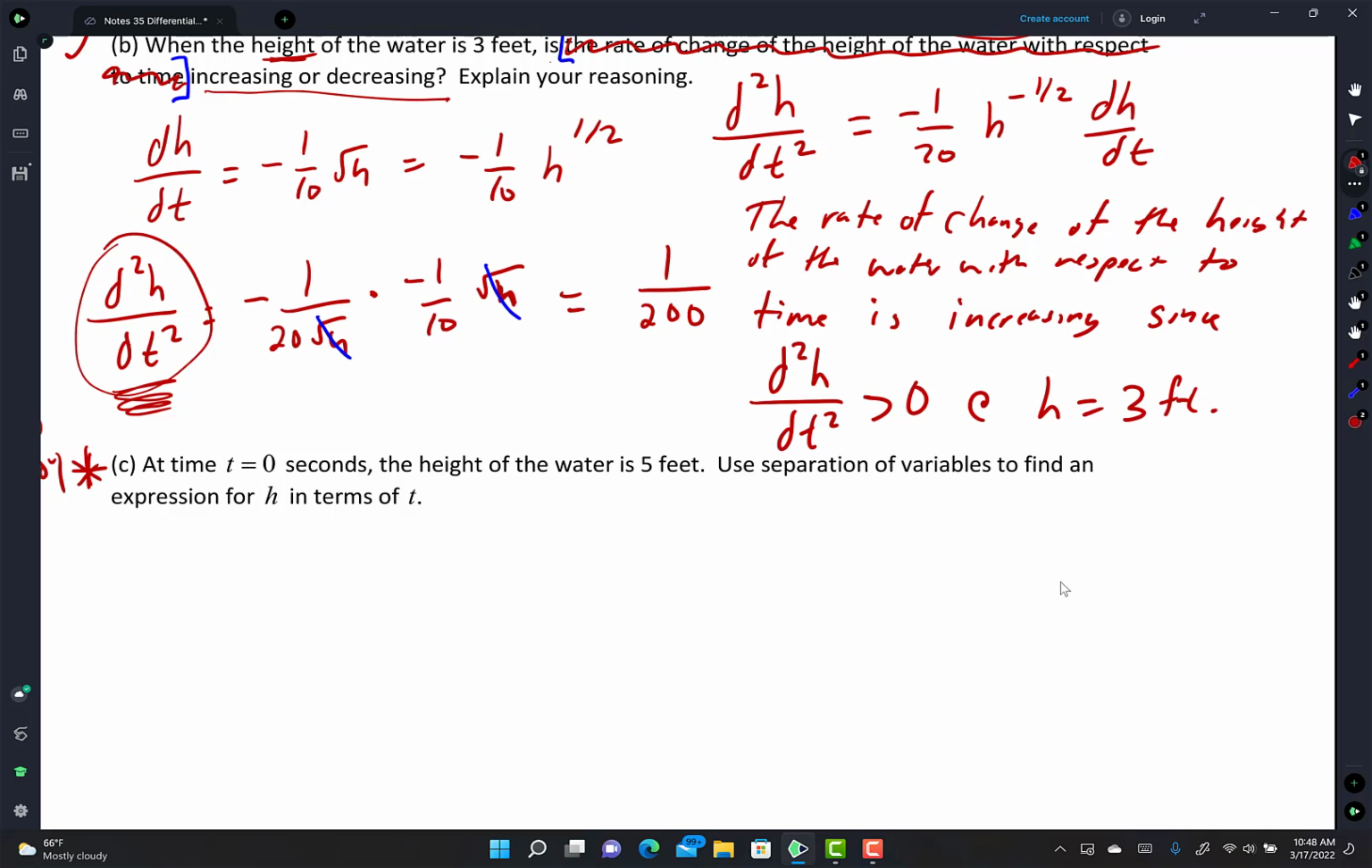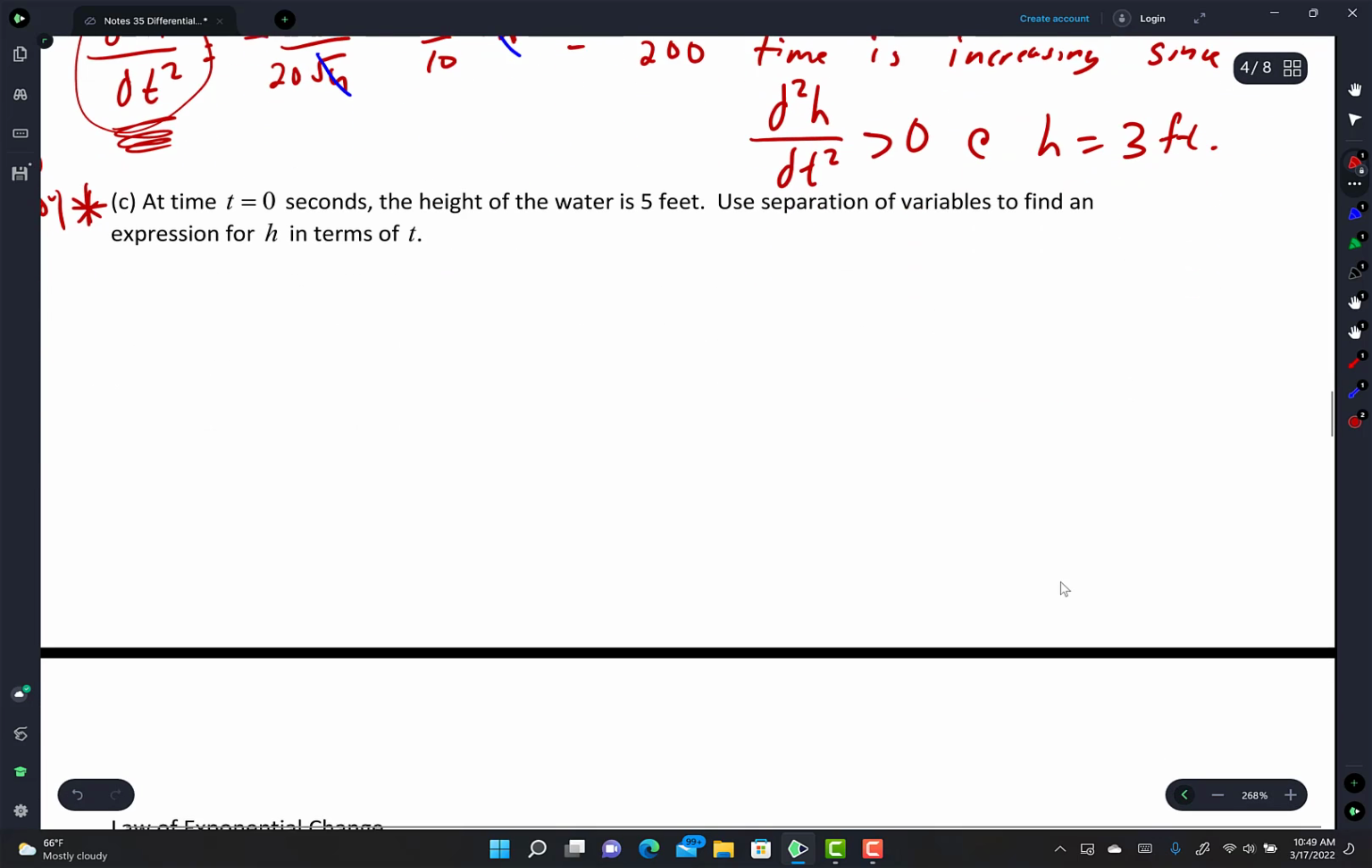Yeah, well, dH/dt is negative, but they don't want to know that. They want to know, is dH/dt increasing or decreasing? So they want to know, like, oh, it's positive, so you're decreasing it. Okay, all right, here we go.